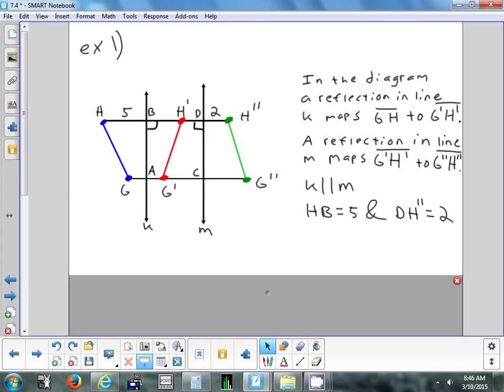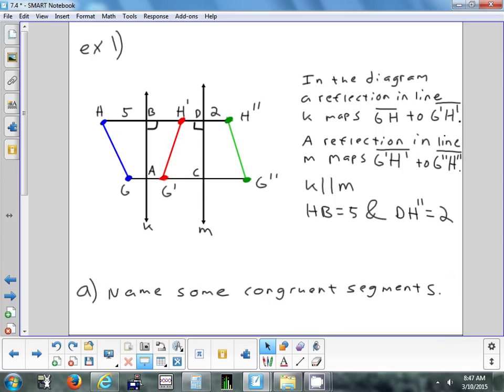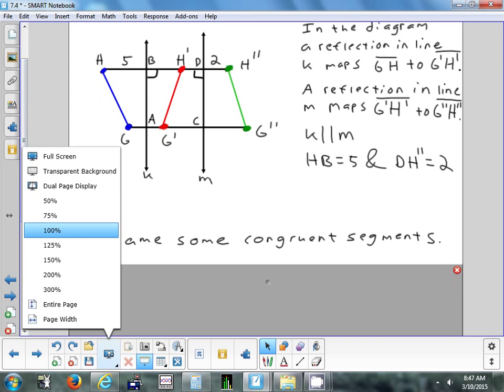Okay, and they give us a couple distances. They tell us the distance from H to B is 5 units. And the distance from D to H double prime is 2 units. Was there any problem to solve there? There will be in a sec, yeah. They're just setting everything up. I've labeled these two numbers in the picture. Distance from H to B is 5, distance from D to H double prime is 2. All right, so I want to name some segments in that picture that are congruent.